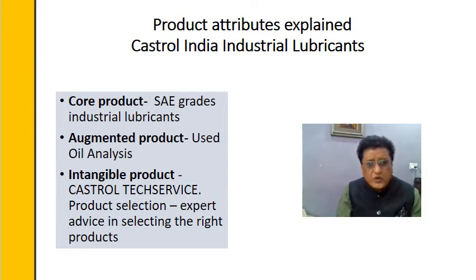What does lubricant do? Lubricant reduces friction, it protects the metallic parts of the engine, and it cools the engine. It has many functions, but the chief function is to provide lubrication, isn't it, for a layman. So the core product is any SAE grade industrial lubricant.